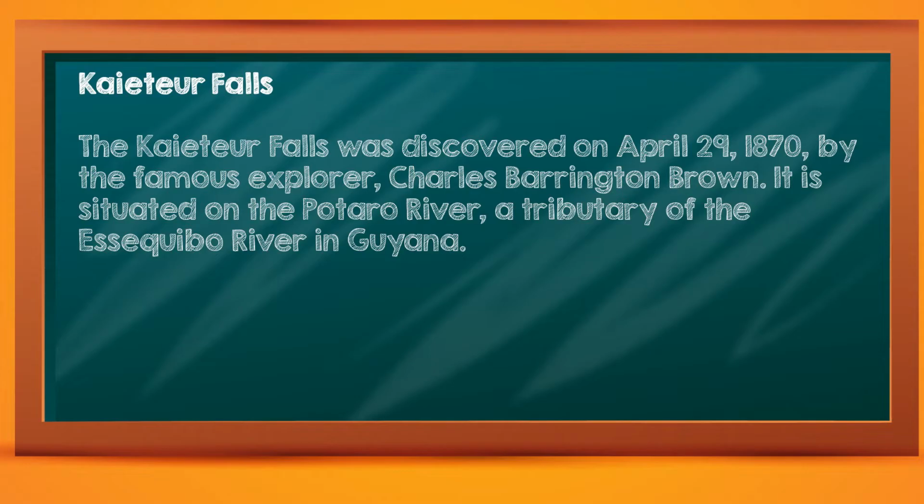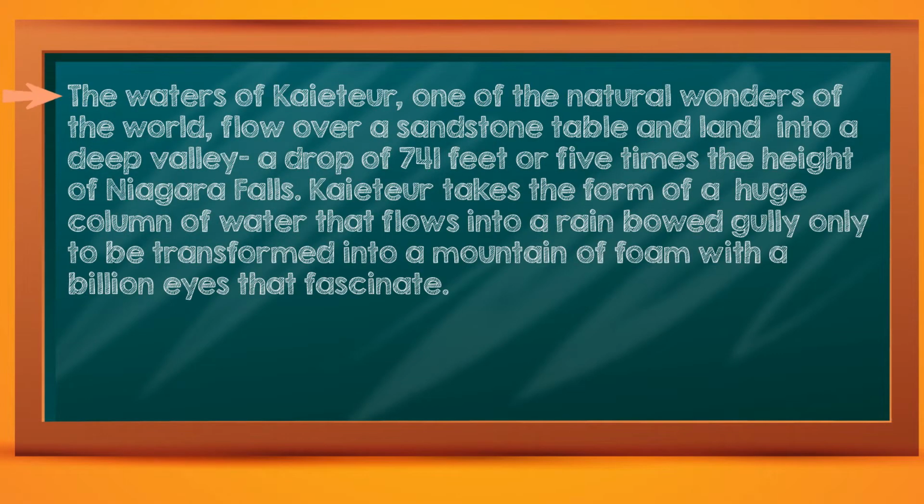Kaieteur Falls. The Kaieteur Falls was discovered on April 29, 1870 by the famous explorer Charles Barrington Brown. It is situated on the Potaro River, a tributary of the Essequibo River in Guyana. The waters of Kaieteur, one of the natural wonders of the world, flow over a sandstone table and land into a deep valley, a drop of 741 feet, or 5 times the height of Niagara Falls.